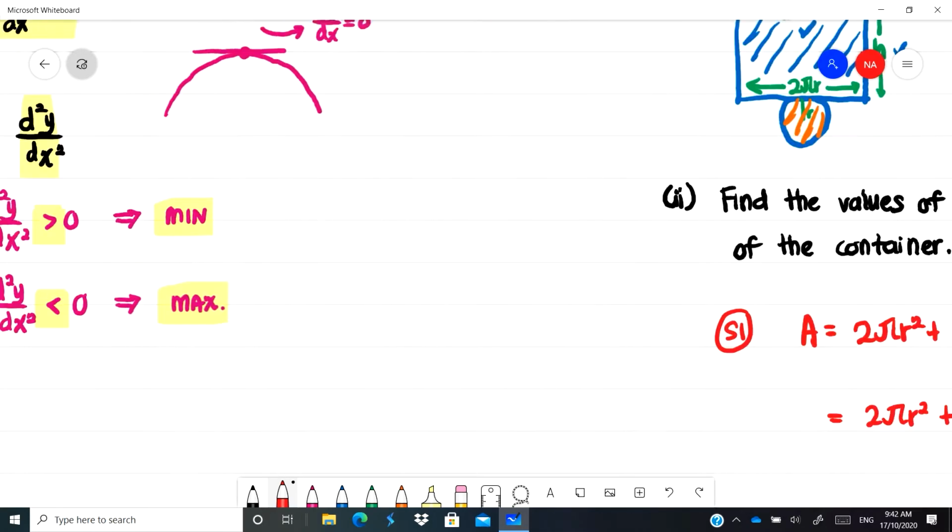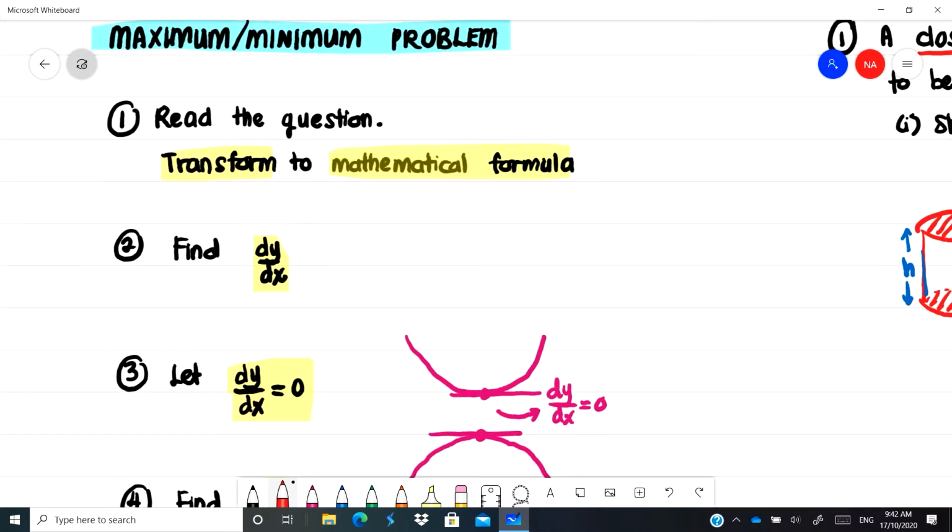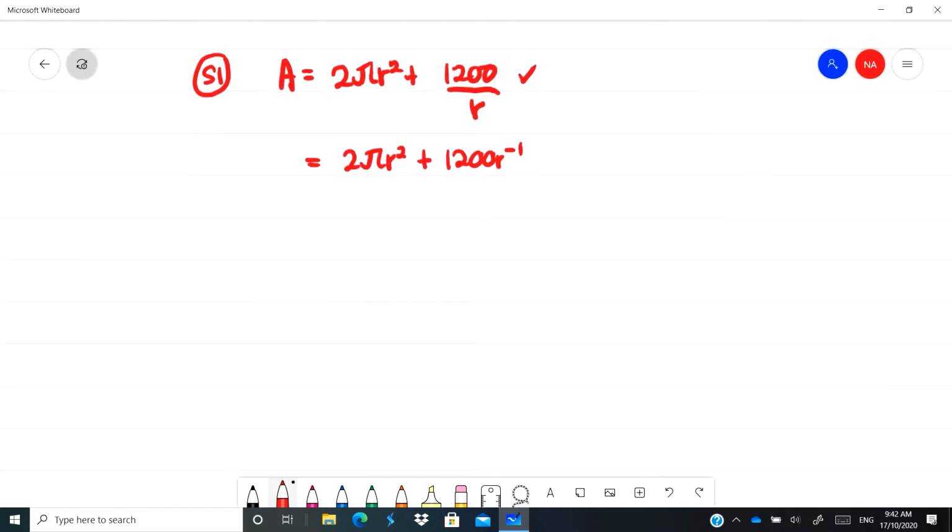As I mentioned just now, we have to transform into the formula first. All right, so step number 2, we are going to find the dy over dx, but in this case we are going to find the dA over dr. Why A and r? Because the formula is A in terms of r, right? So now it's dA over dr.